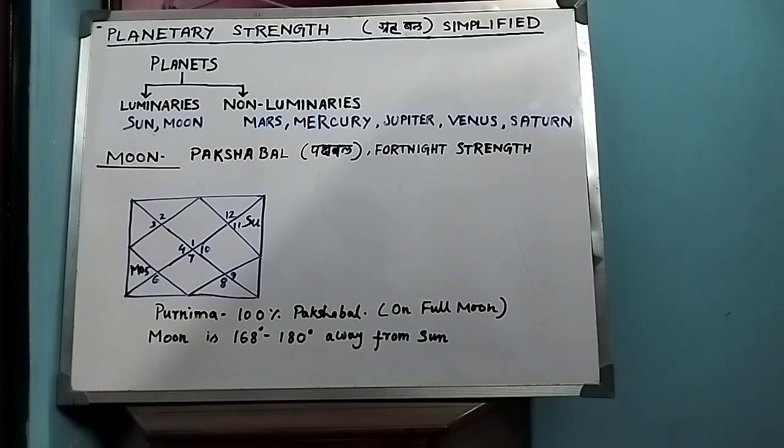So in the birth chart of a native who is born on Purnima, you will find moon in the 7th house from sun or just in the opposite house from sun. They will form a 1-7 axis. Like you can see in the chart that sun is in 11th house and moon is occupying the 5th house.